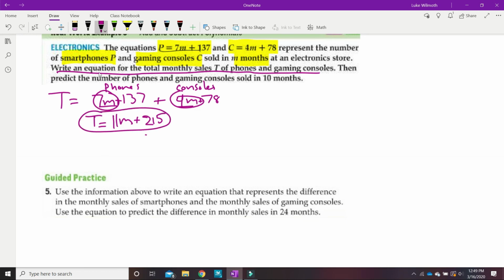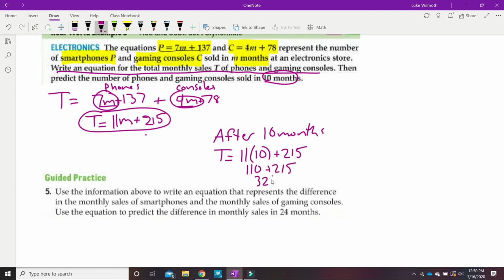It says write an equation for the total number of gaming consoles. Then predict the number of smartphones and gaming consoles sold together in 10 months. Well, the months is this m right here. So after 10 months, the total is 11 times 10 months plus 215, which is going to be 110 plus 215, which would be 325 total devices sold after 10 months.